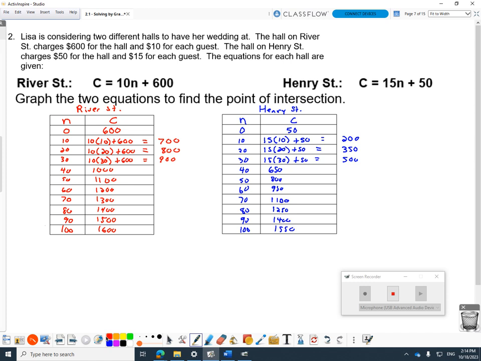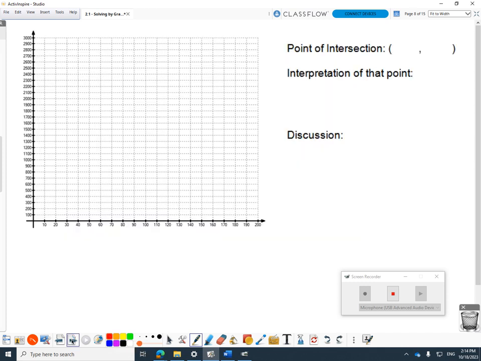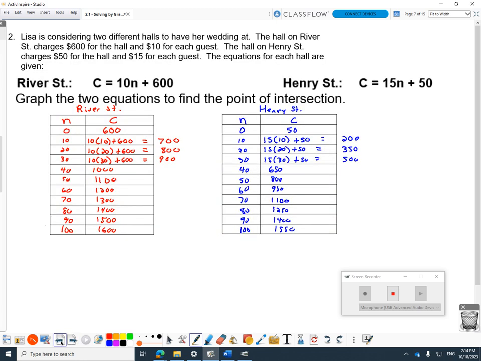Okay, ready to graph? Do you need more time at the table? Ready to graph. River Street I'm doing in red. What did River Street start at? I already forget. I got to go back and forth. Started at 600? There it was.